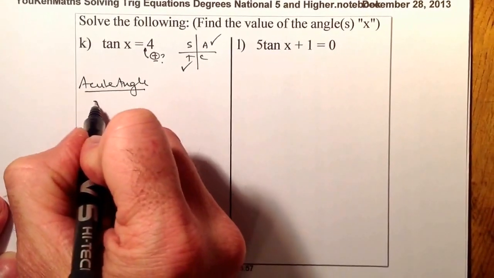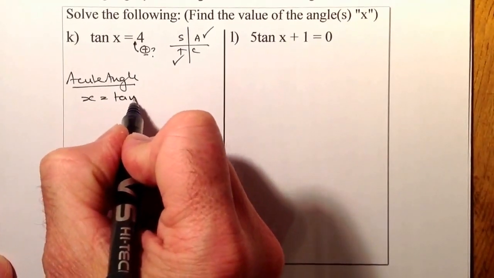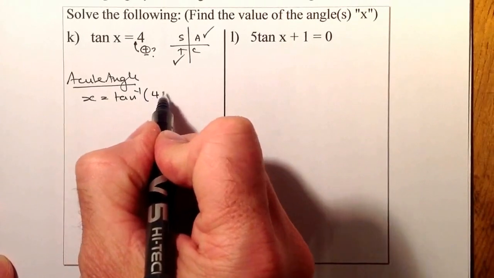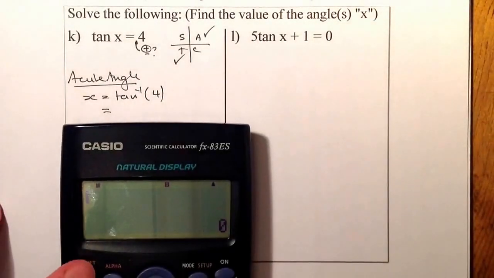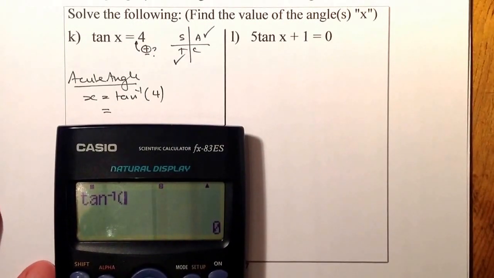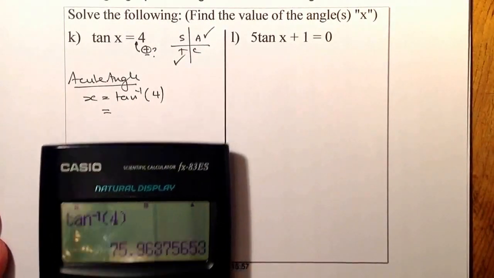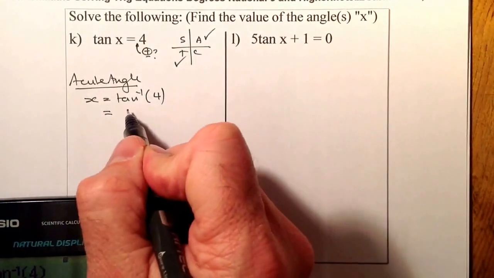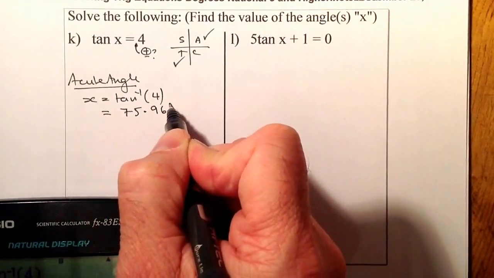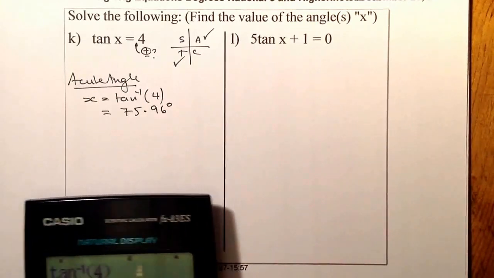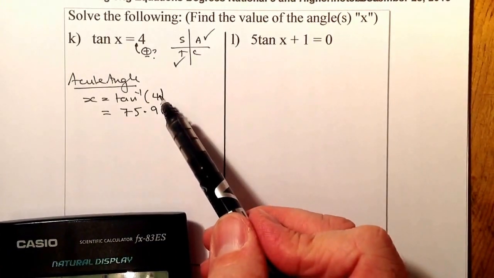So the acute angle is going to be tan to the minus 1, 4. Just on my calculator, I do inverse tan and punch in 4, and that equals, let's go for 2 decimal places here, 75.96 degrees. Now, a word of warning here with the numbers that we see.